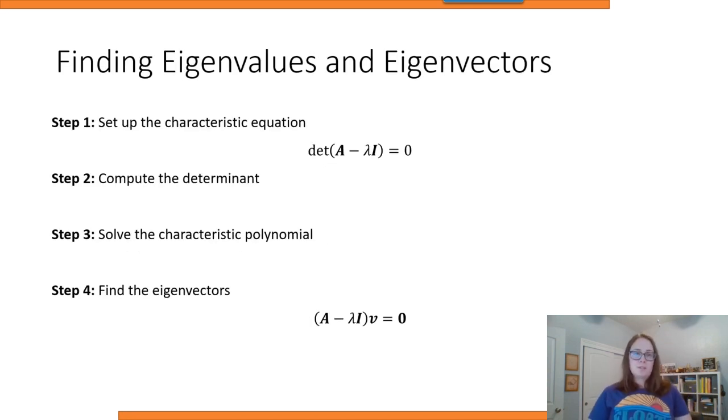So this is what our process is going to look like. We're going to set up this characteristic equation, so the determinant of A minus lambda I equals 0. We're going to compute the determinant on that left side of the equation, and what we get from that is the characteristic polynomial. And we'll solve that polynomial for all values of lambda. And then once we have all of our eigenvalues, we can plug them into the original equation, A minus lambda I times V equals 0. I can plug those in for lambda and solve for V in the equation. So let's look at an example where we can do this.